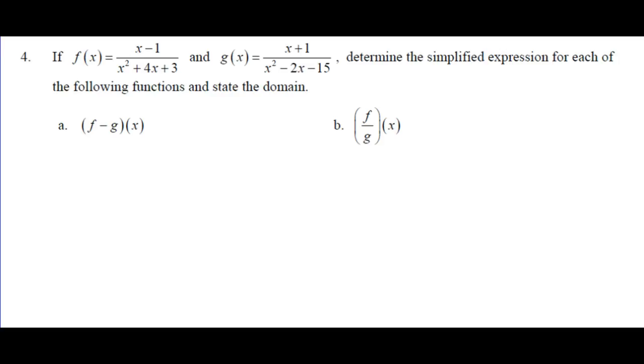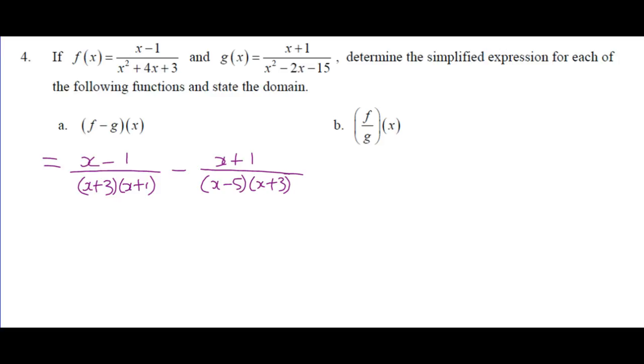Okay, so f of x minus g of x, right? So this is equal to x minus 1. All I'm going to do is just factor the denominator, which is what? x plus 3, x plus 1, minus, and this guy's x plus 1, x minus 5, x plus 3. Okay. Why is it important to check your factorization? Otherwise, everything below that's just going to be wrong.